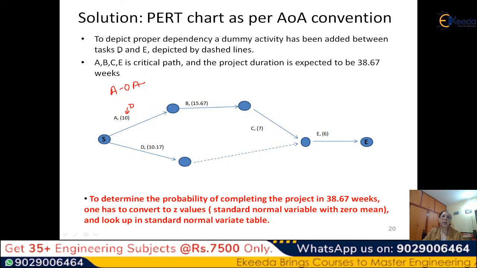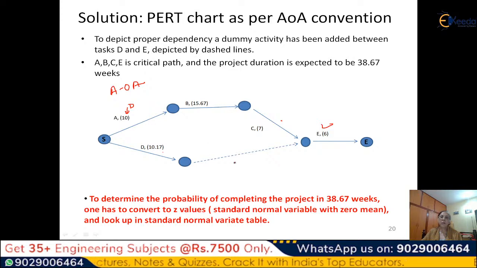So this has been added, task D and E. So let me go to that. So B depends on A, so it comes here. Then C depends on B, so it comes here. D does not depend on anything. A and D don't depend on anything. So you can put it in parallel paths. But your E will depend on C and D.